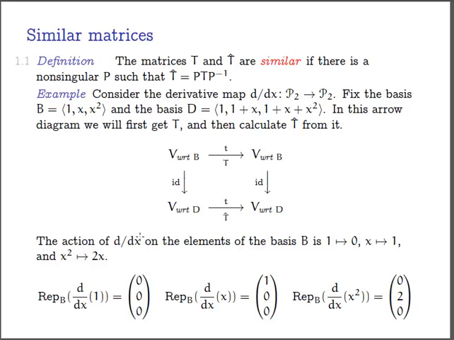Okay, so first of all, let's consider the matrix associated with d/dx in terms of the basis B. If we take d/dx on the three basis vectors, on the basis vector 1 it gives 0, on the basis vector x it gives 1, on the basis vector x squared it gives 2x. And we know that the representation of 0 is 0, 0, 0. The representation of 1 is 1, 0, 0. The representation of 2x is 0, 2, 0. So we get these three relations. And that's going to give us our matrix capital T.